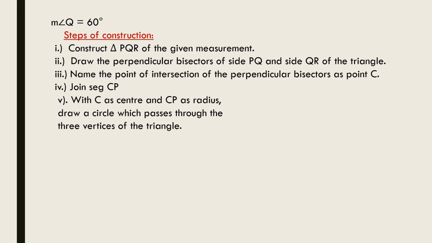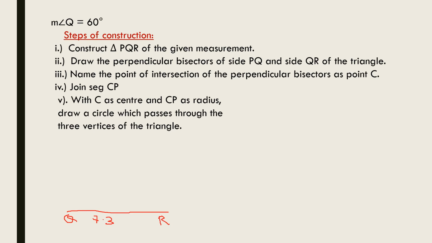First construct triangle PQR of the given measurements, where the length of QR is equal to 7.3 centimeter. First draw QR of length 7.3 centimeter. This is Q and this is R, and the length measurement is equal to 7.3 centimeter. And angle Q is equal to 60 degree.